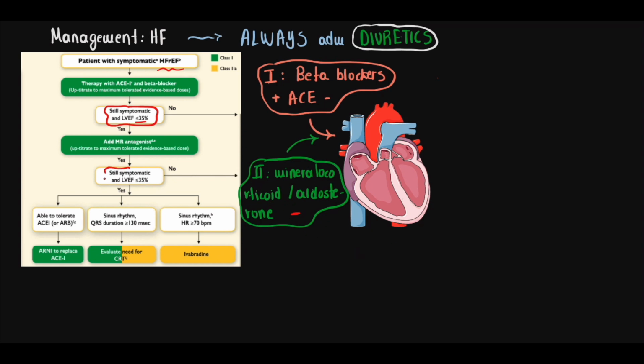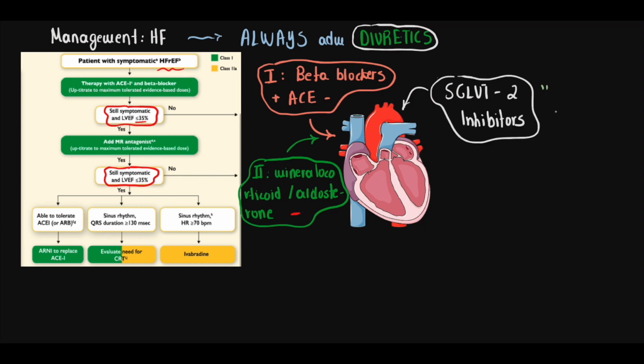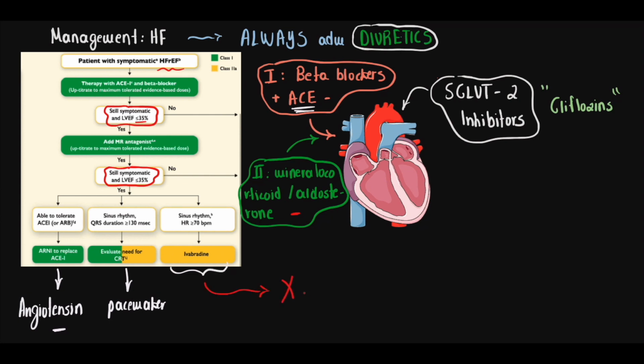If the patient is still symptomatic and the left ventricular ejection fraction is less than 35%, then we administer those SGLT2 inhibitors, the so-called gliflozins. If the left ventricular ejection fraction is still less than 35%, then we take other measures such as replacing the ACE inhibitors with angiotensin receptor blockers. We're going to need to implant a pacemaker, or administer ivabradine, which is a drug that inhibits the sinoatrial node and basically slows down the heart rate while not interfering with contractility.